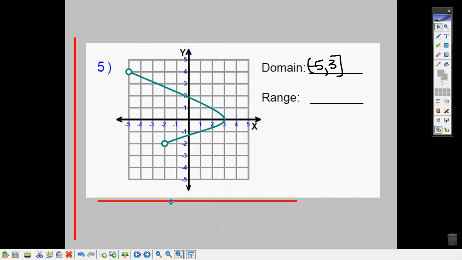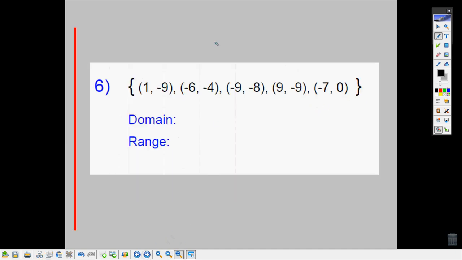So I'm going to come from the bottom for range. The first y value I touch is -2 up to +4, both not included because of those open holes. Okay, so I have -2 up to +4 with parentheses. Now we don't have a graph, so we don't have to run our line across to see where we start and stop.